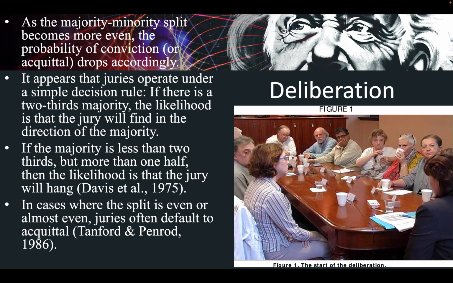As the majority-minority split becomes more even, the probability of conviction or acquittal drops accordingly. It appears that juries operate under a simple decision rule. If there is a 2/3 majority, the likelihood is that the jury will find in the direction of the majority. If the majority is less than 2/3, but more than 1/2, then the likelihood is that the jury will hang. In cases where the split is even or almost even, juries often default to acquittal.